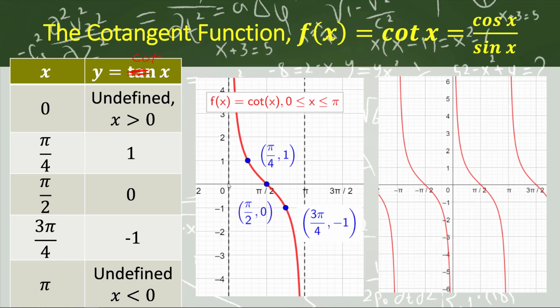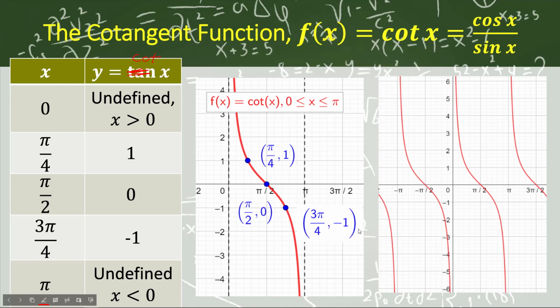We're going to start when x is equal to 0, and when x is equal to 0, sine is equal to 0, so cotangent is undefined. When x is equal to pi over 4, cosine and sine have the exact same values, so the cotangent is 1. When x is equal to pi over 2, cosine is equal to 0, sine is equal to 1, and we have 0. And then finally we have negative 1 for 3 pi over 4, and it becomes undefined as we approach x equal to pi.